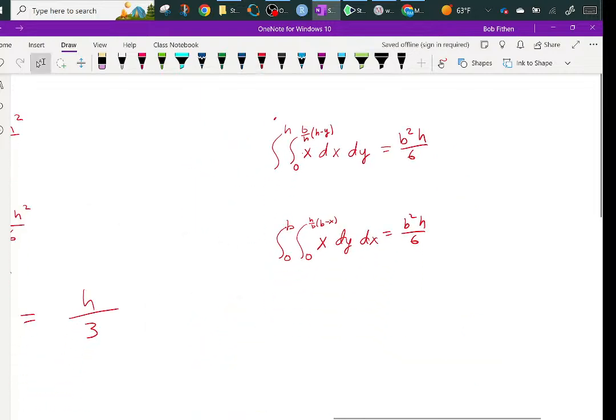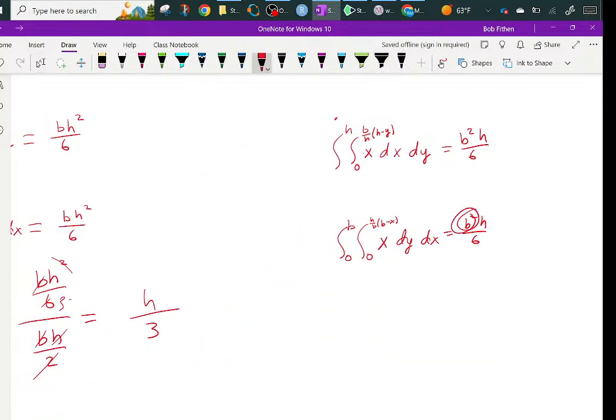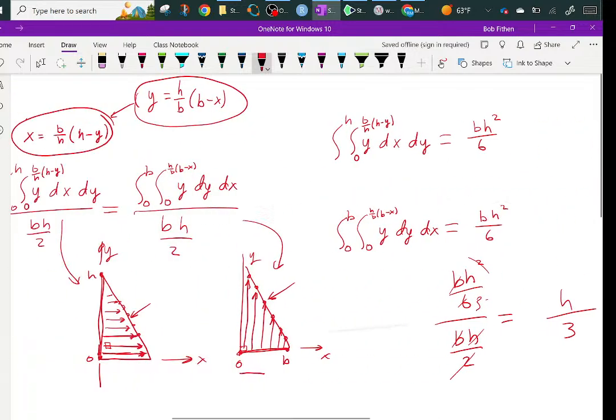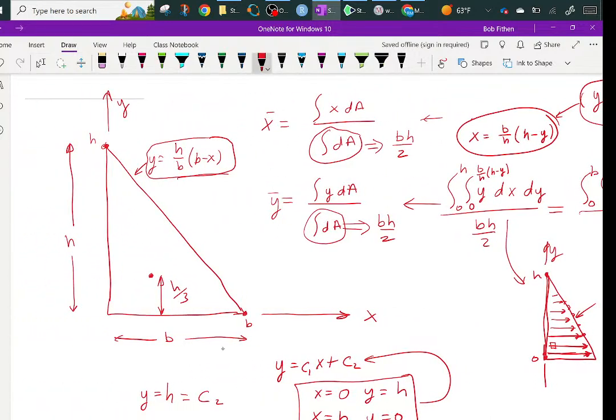Compare the two, and you'll see something interesting. The b is squared here and here. The h is squared here and here. So if I'm looking for x bar equals this over the integral of d area, I get b squared h over 6 divided by bh over 2. What I end up with is b over 3. So this is b over 3, this distance.